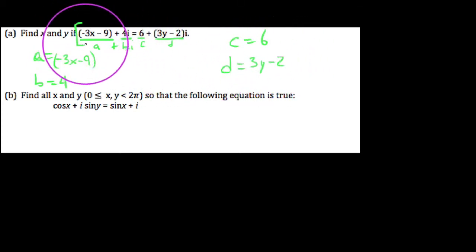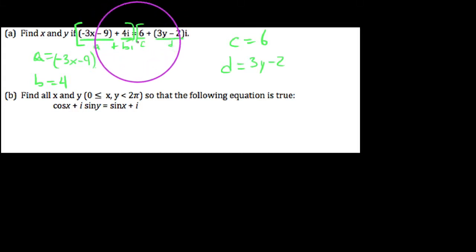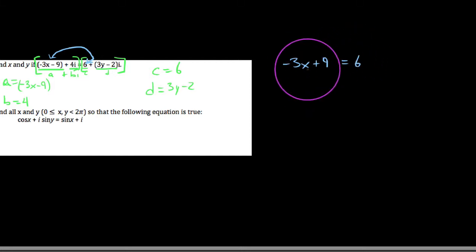These two complex numbers right here can only be equal if, say, this negative 3x plus 9 and this 6 are equal. So off on the side we can say, well, negative 3x plus 9 is the same thing as 6. Let's go solve for x.